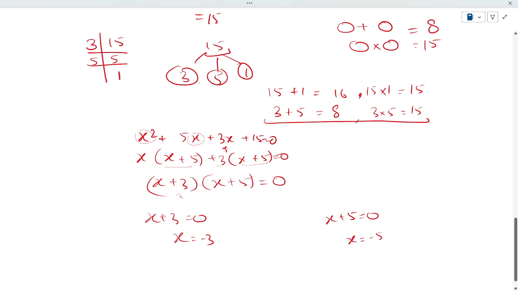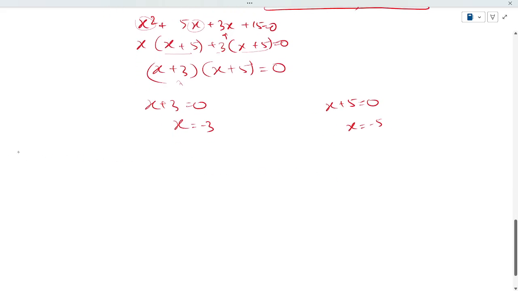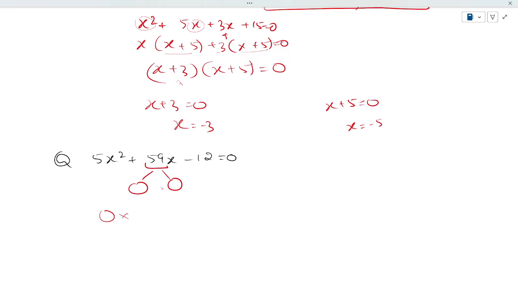So, similarly, if we take another equation, 5x square plus 59x minus 12 equals 0, can you solve this equation by the same method? Here also you know that the middle term breaks into two parts, and the multiplication of those two parts equals the product term A into C. That is 5 into minus 12, that is minus 60, right?